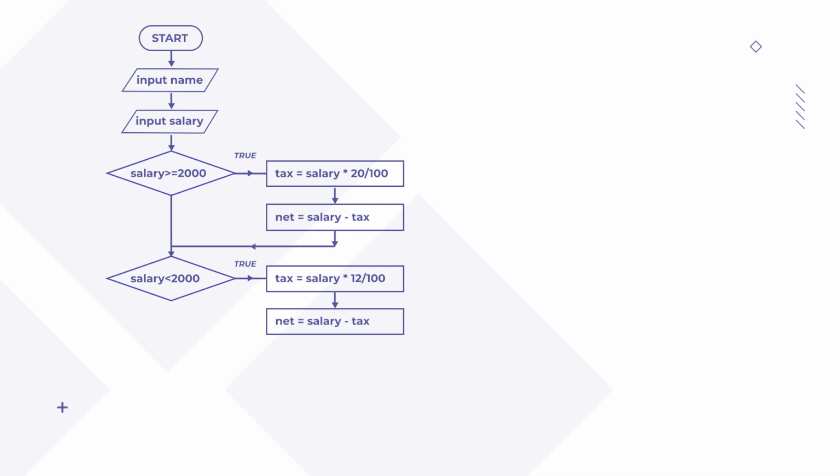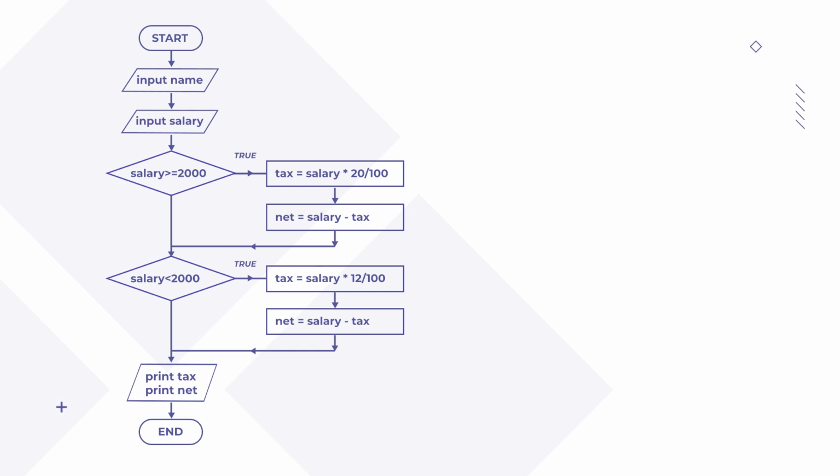After this, we should print tax and print net. This is the output, so it must be in the parallelogram. And then we will end the flowchart. So this is the logic to calculate the salary slip. Let's discuss this logic in a little more detail.